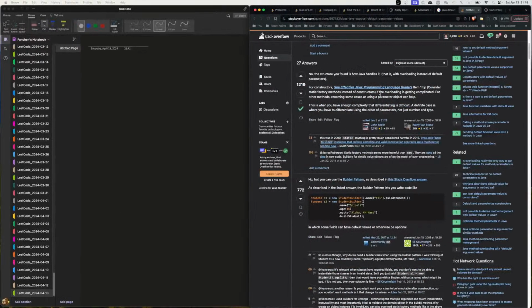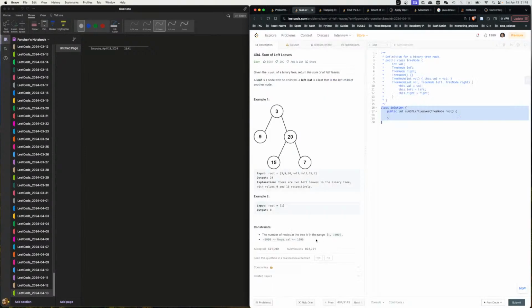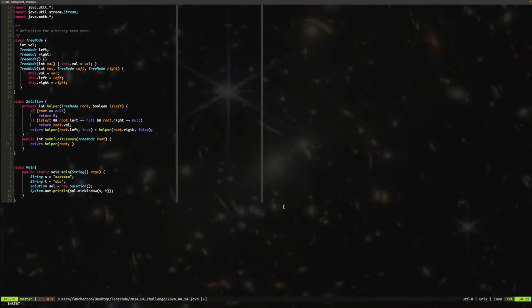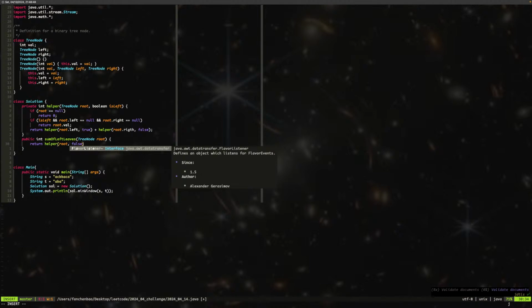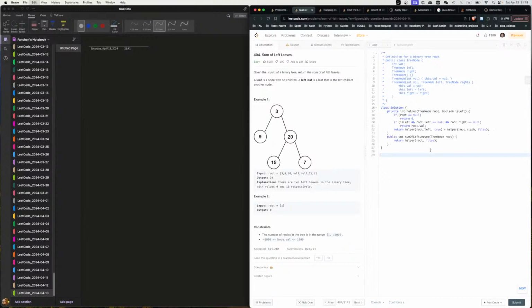What if it's... That's a good question. What if I have only one? Then I consider false. So it should be a false. It's not a left leaf. Okay, so let's try this. Cannot find symbol. Right. Alright, looks to be good.